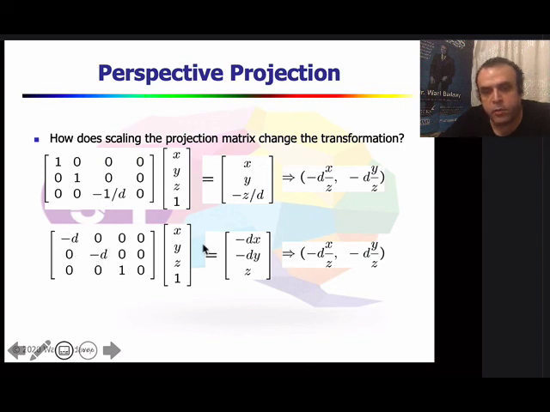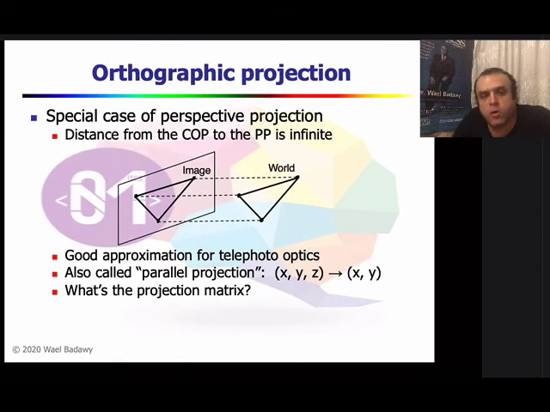So in this way, I will be able to get the transformation matrix to be multiplying by d, by minus d, and the right-hand side will be by minus d. The next projection is called orthographic projection. So right now we should be at the slide called orthographic projection.